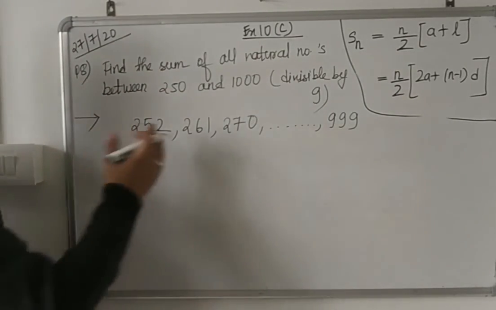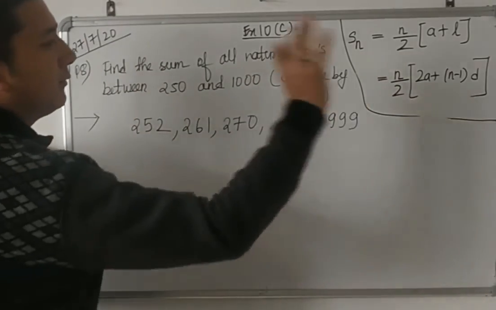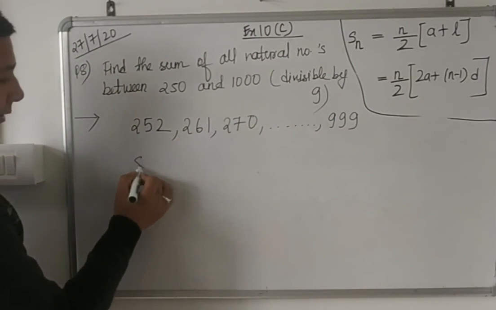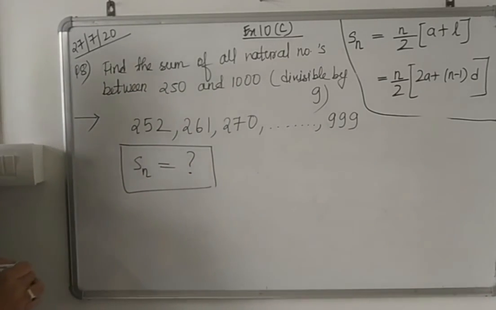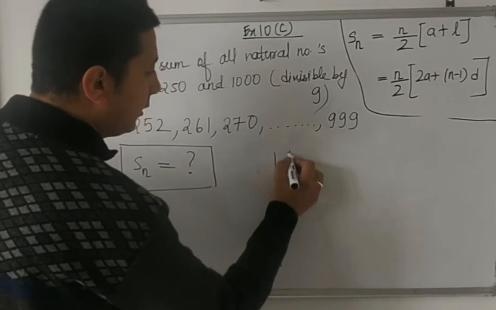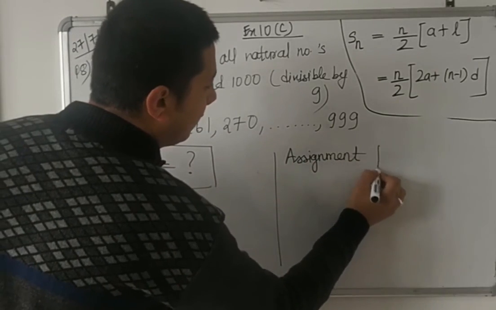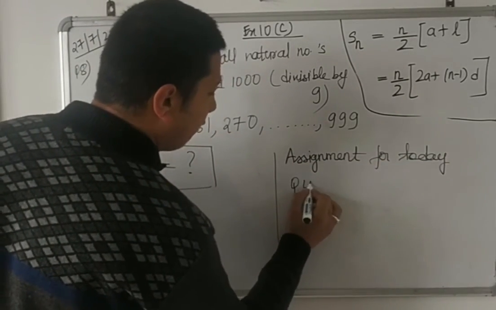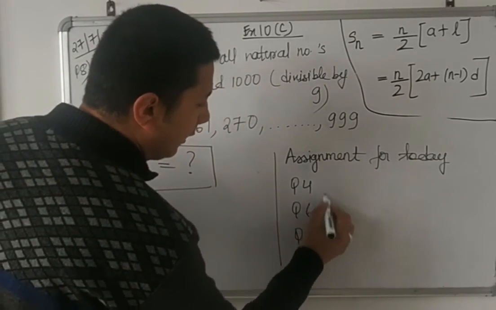Now the question is asking us to find the sum of all these numbers which are divisible by 9. This sum will be your homework along with your assignments for today: question number 4, question number 6 and question number 8.